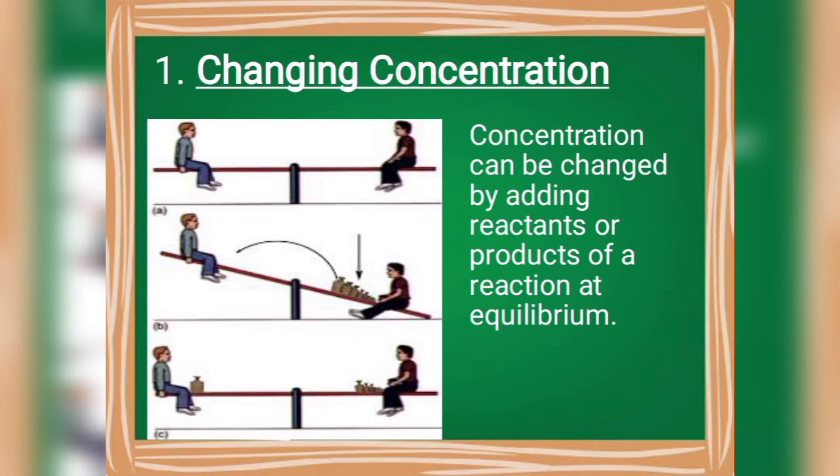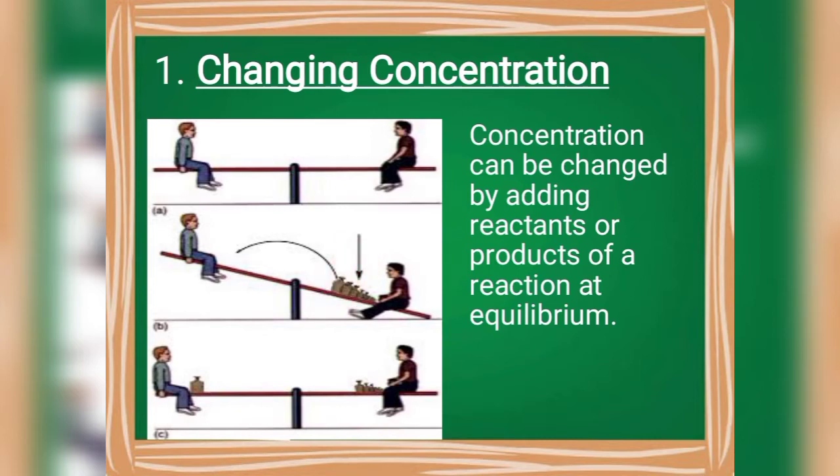Let's see in the picture. In picture A, two equal weight children are balanced. Here the system is at equilibrium. In picture B, equilibrium is disturbed. Some weight is added to the boy at the right, which causes the system to shift lower at the right end. Here equilibrium is disturbed by adding this stress.